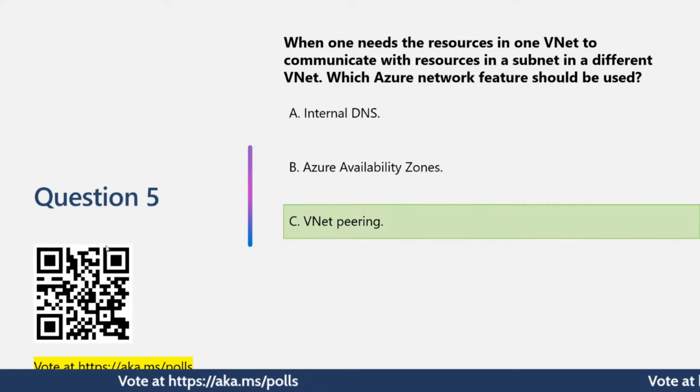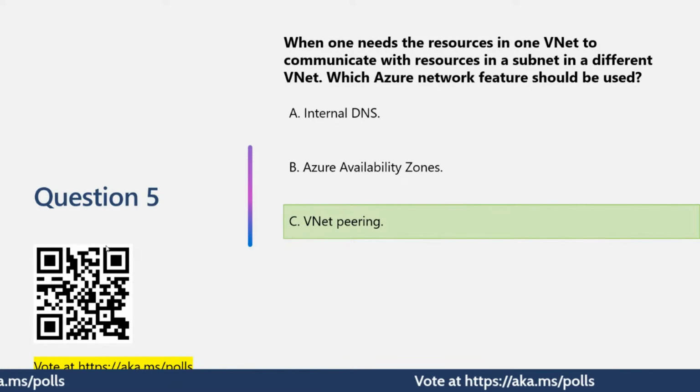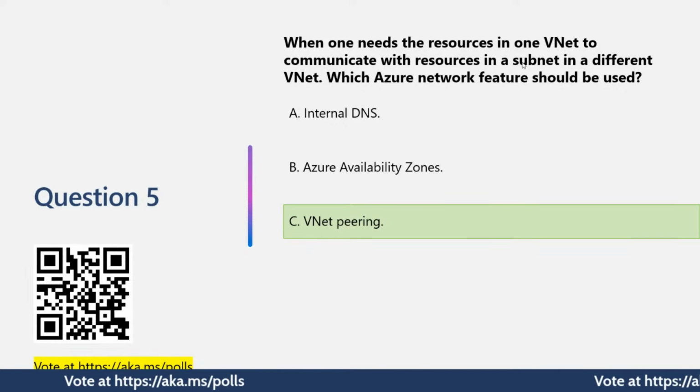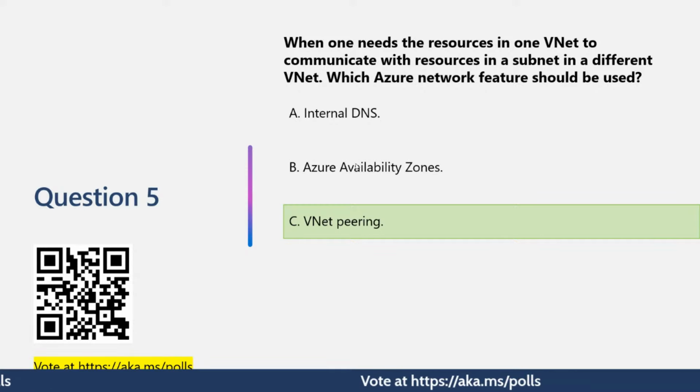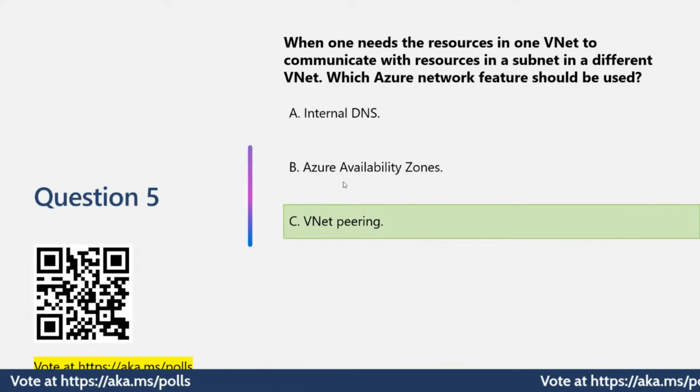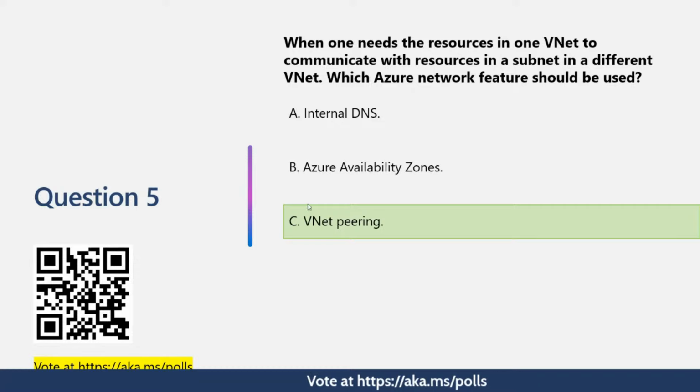100% got this correct in that we want to use virtual network peering to enable that connectivity of our virtual network, specifically with resources in a different subnet. Some of these other choices, internal DNS doesn't really relate here. And as it relates to our availability zones, that's ensuring that our solution is highly available, which is great, but again, doesn't relate to this particular question. So overall, nicely done.